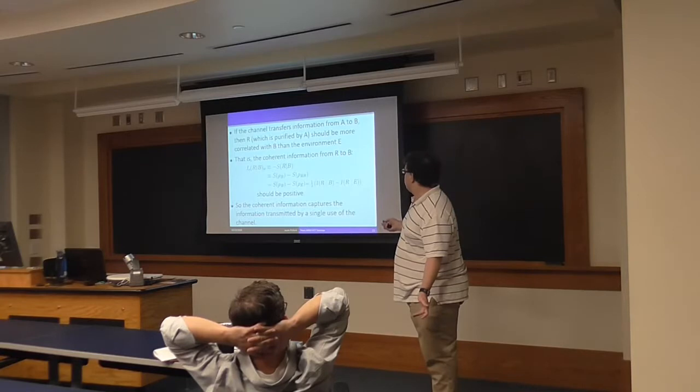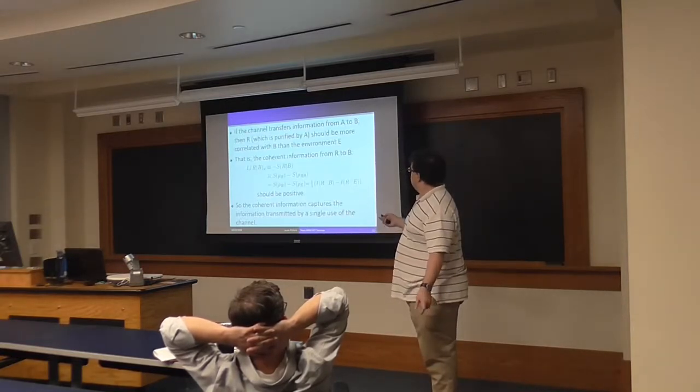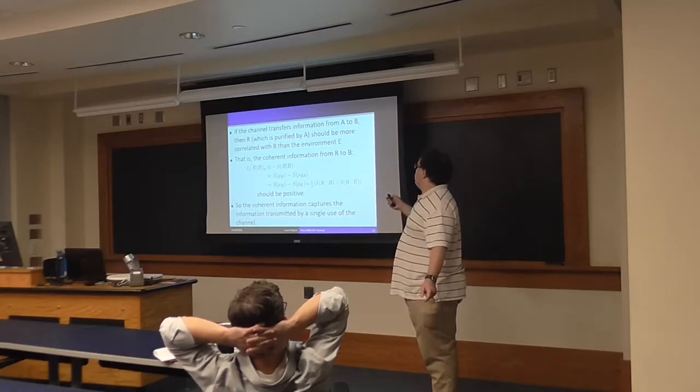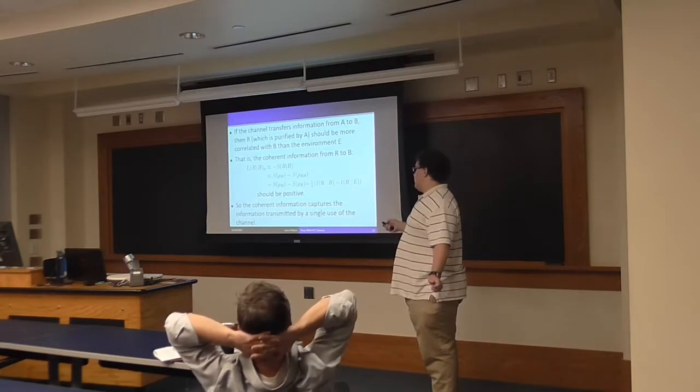Okay, so I've said I do this verification by adding these two systems. If the channel is actually moving information from A to B, that means that R, after I've applied the channel, had better be more correlated with B than with just the environment itself. Some of the information in A actually made it to B. So I can define a property called the Coherent Information, which has this form. It's the difference between the entanglement entropy of B by itself and the entanglement entropy of B and R combined.